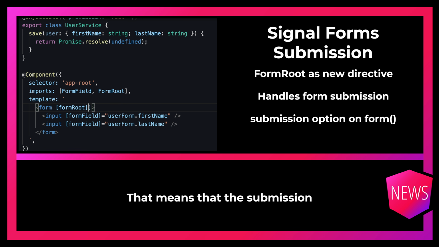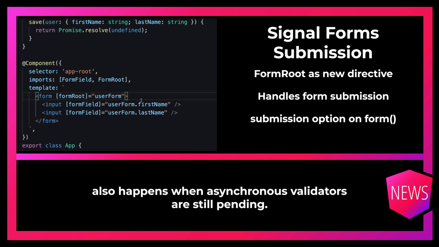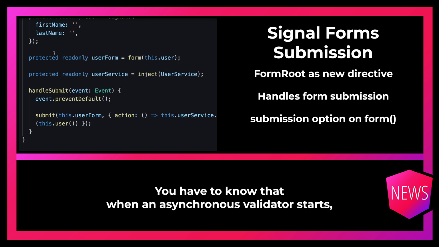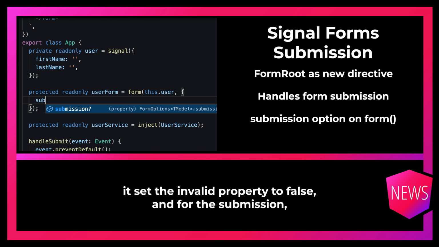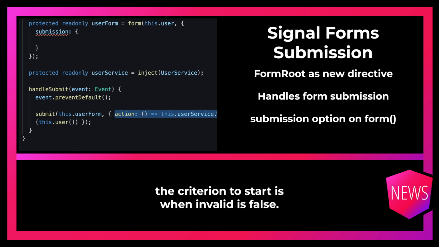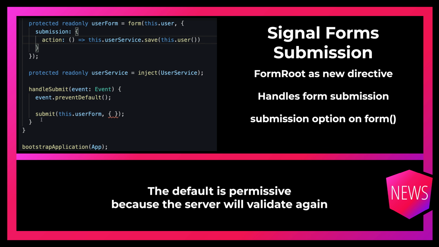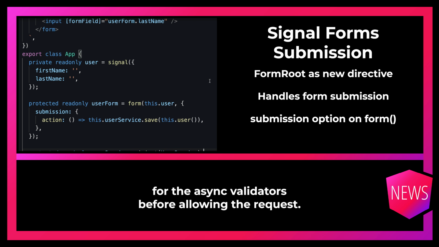By default, that means that the submission also happens when asynchronous validators are still pending. You have to know that when an asynchronous validator starts, it sets the invalid property to false. And for the submission, the criterion to start is when invalid is false. The default is permissive because the server will validate again on submit anyway. So there is no need to wait for the async validators before allowing the request.